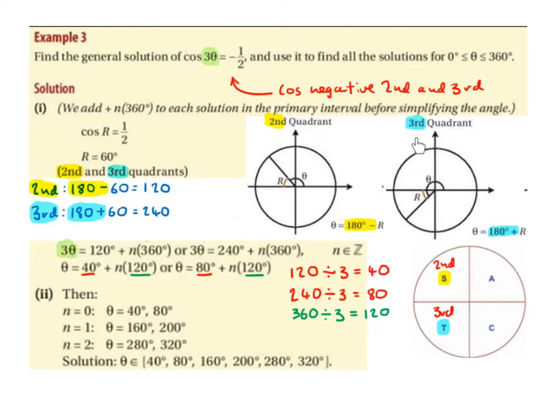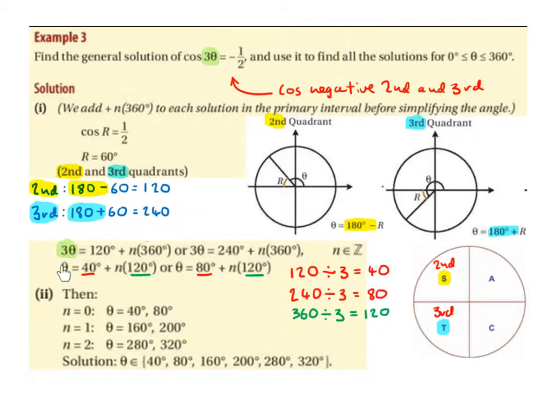In the third quadrant, the angle is going to be 180 degrees plus the reference angle. So 180 degrees plus 60 degrees is 240 degrees. So we get 120 degrees and 240 degrees. So 3 times theta is going to be 120 degrees plus n times 360 degrees, or 3 times theta is going to be 240 degrees plus n times 360 degrees.